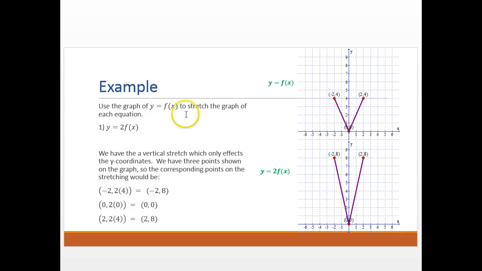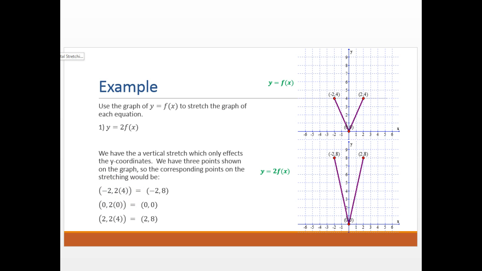Let's look at an example. Here's my original function f of x. Nice little V formation, okay? If I want to look at y equals 2 times f of x, the 2 is on the outside. Outside the function affects the vertical amount, and since it's greater than 1, it stretches it. So it affects the y value.